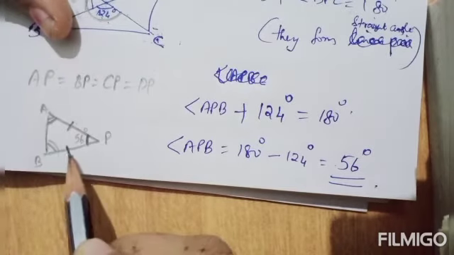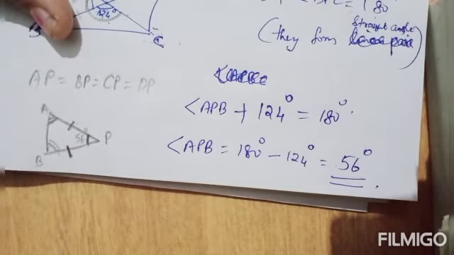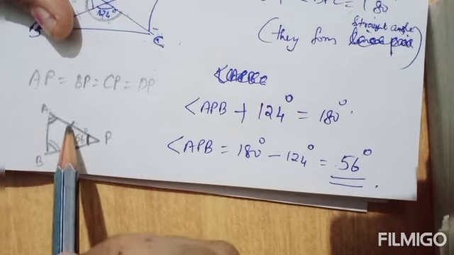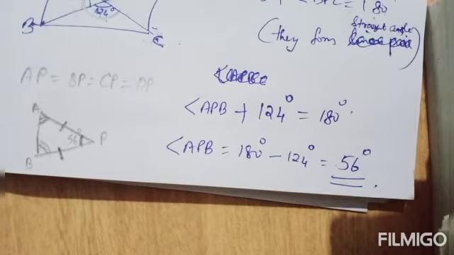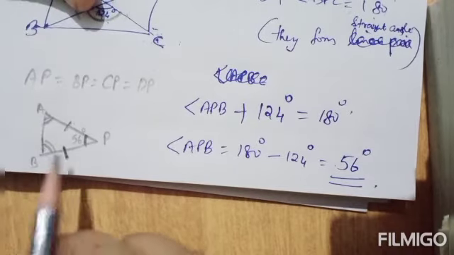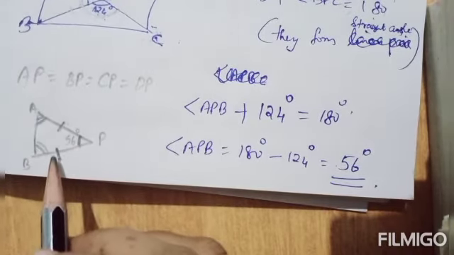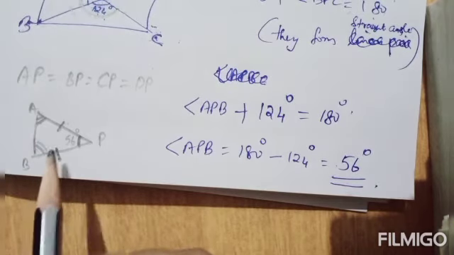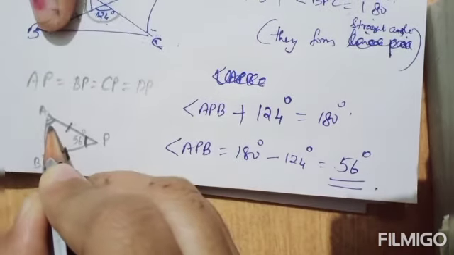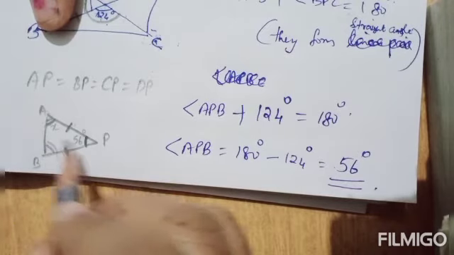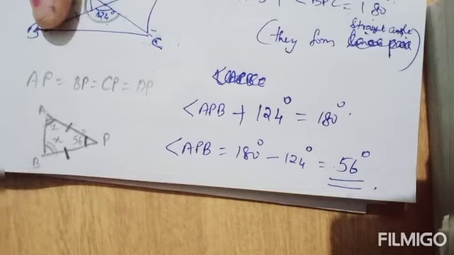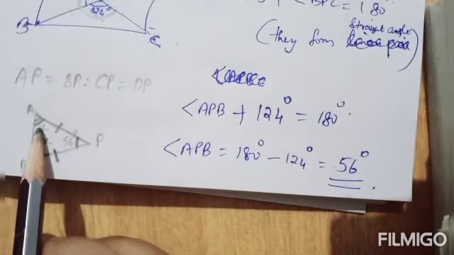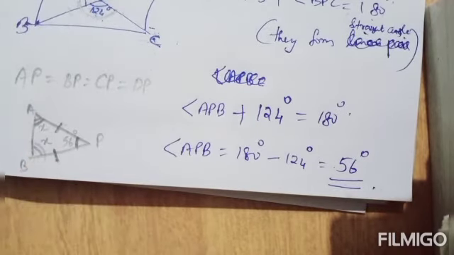In an isosceles triangle, the angles opposite to equal sides are also equal. That property you should know. So, if angle BAP is x, angle ABP is also x.